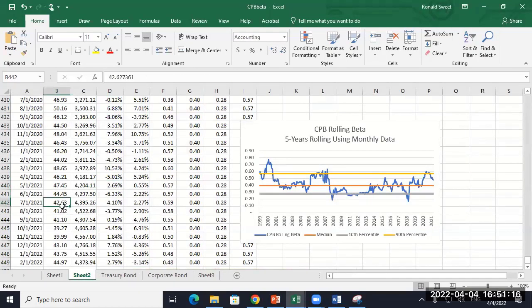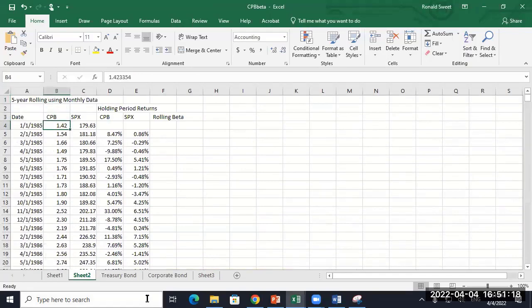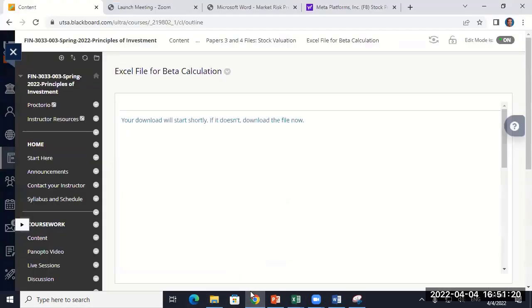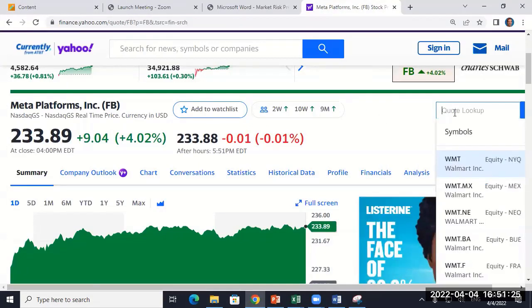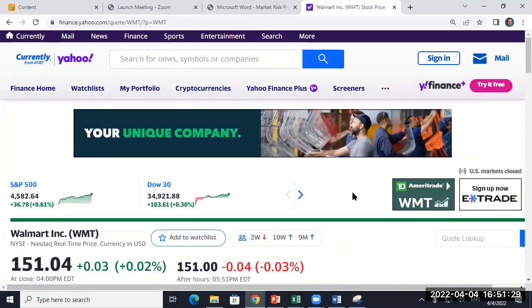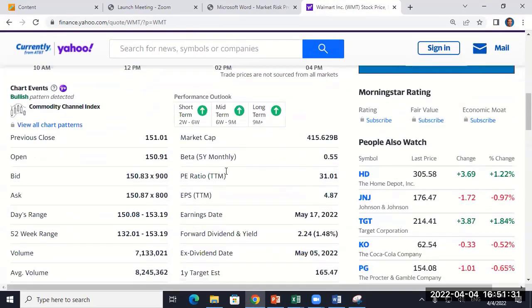So let's do this with Walmart. We're going to use monthly data. We're going to go back 5 years. Why? So that we can tie to this very, very last number here, 0.55. Now, this number had gotten down into the negatives for a while. Don't pick a company with a negative beta. You're not going to like the results. You get really, really strange results if you have a negative beta.